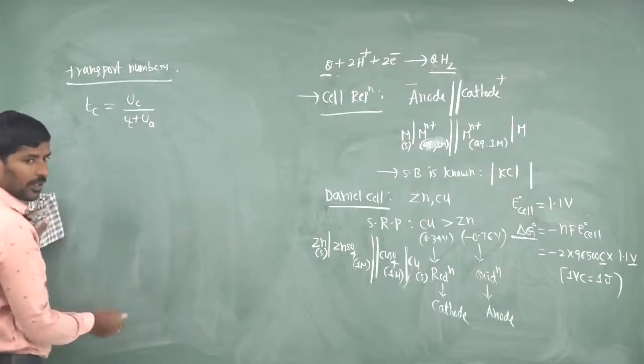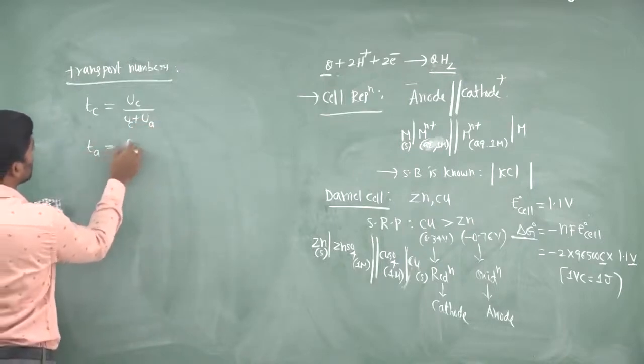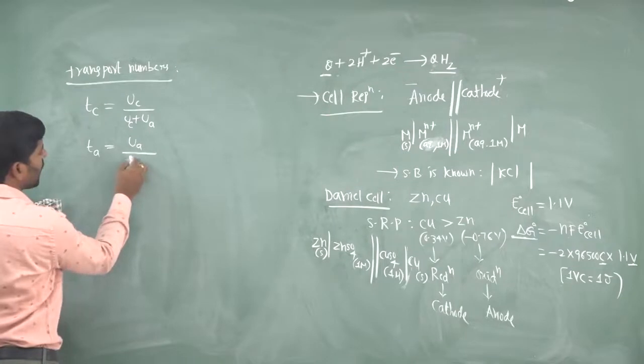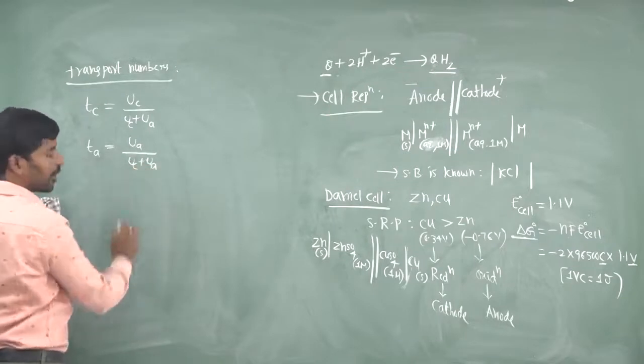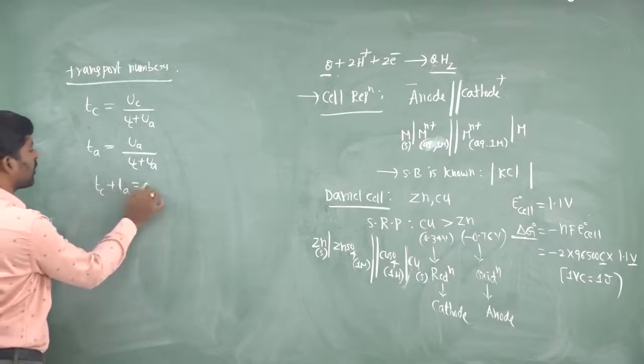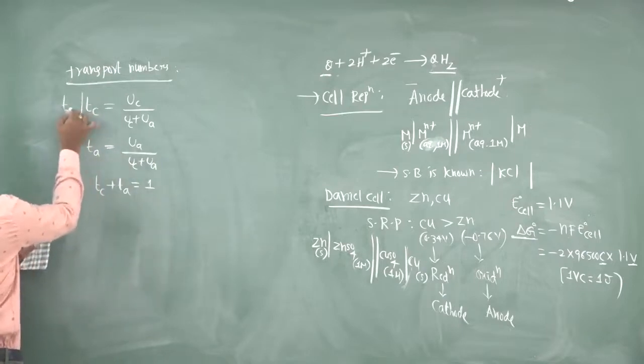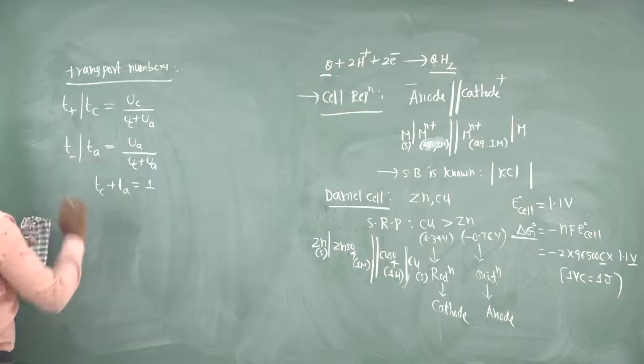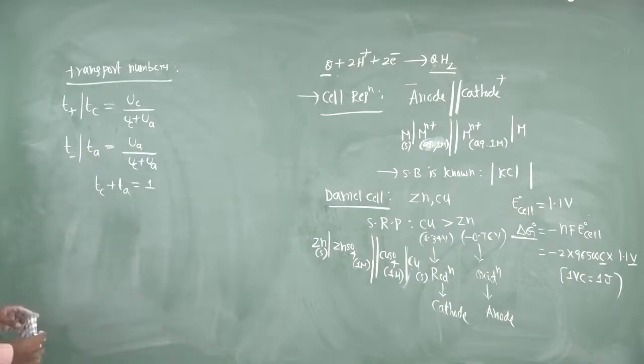So the transport number of cation is given by its mobility, that is, mobility of cation divided by mobility of cation plus anion. Transport number of anion is given by mobility of anion divided by mobility of cation plus anion. The sum of the transport numbers of cation and anion must always be equal to 1. It is also represented as t plus, t minus.